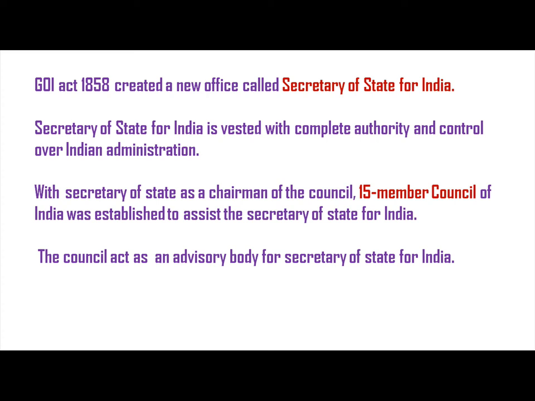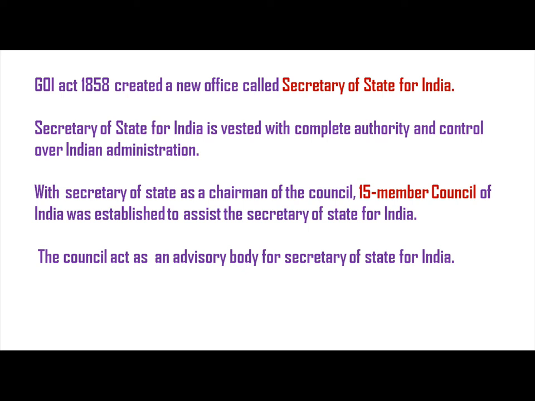Okay, and this Secretary of State cannot go for administration all over India. So he needs some assistance. So in order to assist him, a 15-member Council of India was established. Got it? So this act has established a 15-member Council of India to assist the Secretary of State for India. Okay, the council was an advisory body. It will help the Secretary of State in the administration. It gives advice. It acts as an advisory body.